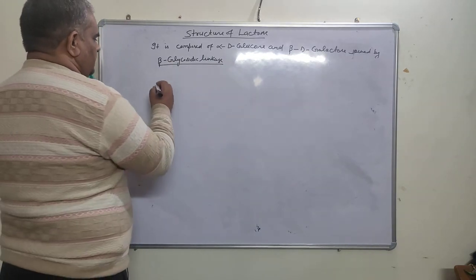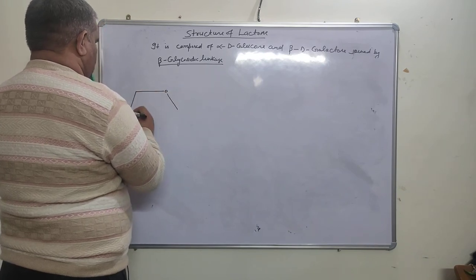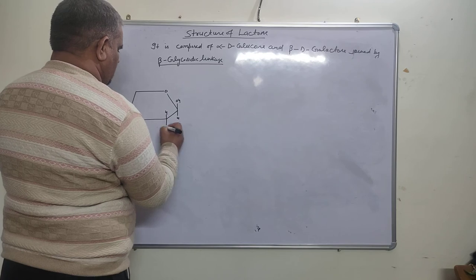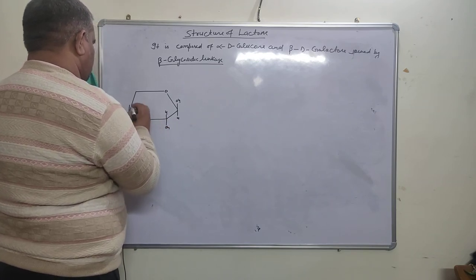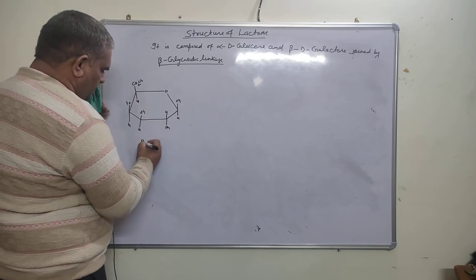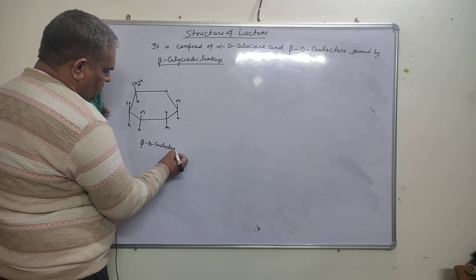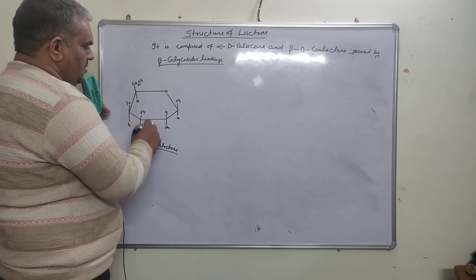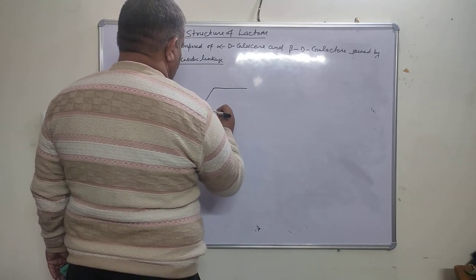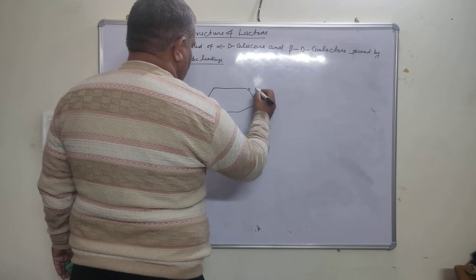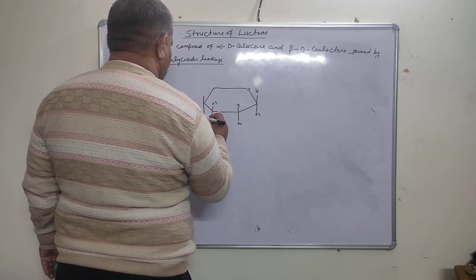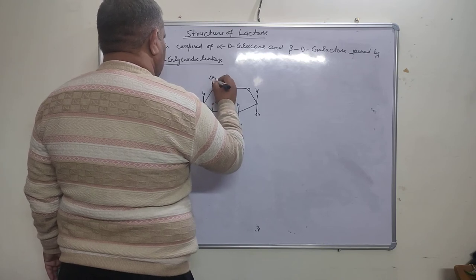First is beta D galactose, the Haworth projection formula. OH will come up, it is beta. H, H, OH, OH, H, OH, H, CH2OH, this H. This is beta D galactose, or we can say beta D galactopyranosyl. Another unit is alpha D glucose. H, OH, OH, H, this OH, this H, CH2OH, and this H.